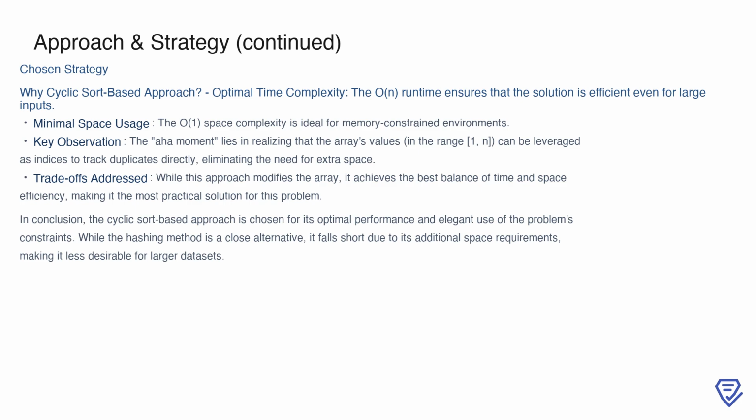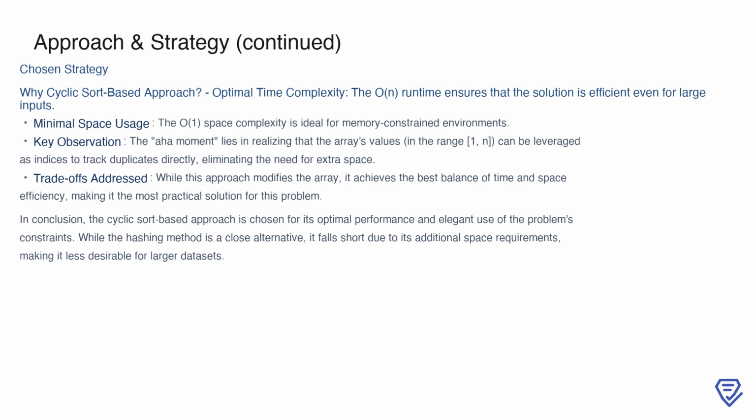A key insight that drives this approach is recognizing that the array's values, constrained to the range 1 to n, can be used as indices to track duplicates directly. This eliminates the need for extra space like a hash set. While it does involve modifying the input array, the trade-offs are well justified given the superior balance of time and space efficiency. In conclusion, this approach is the most practical and elegant solution, especially when compared to the hashing method, which requires additional memory. Its ability to optimize both performance and resource usage makes it the clear choice for solving this problem effectively.